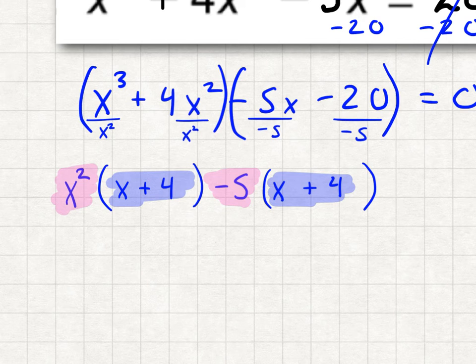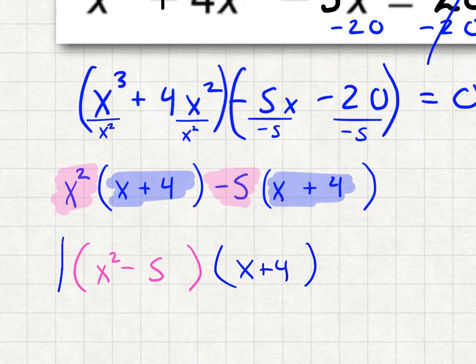Yeah, I agree. In English? X squared minus 5. And then what goes in my second parentheses? X plus 4. Awesome.